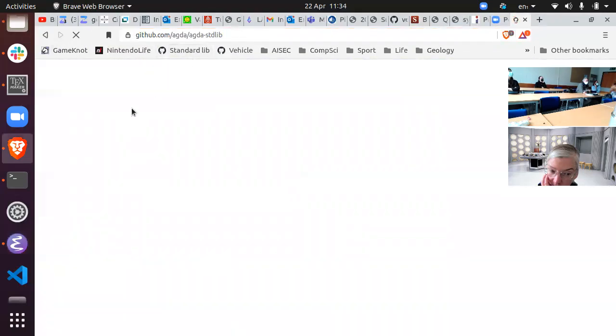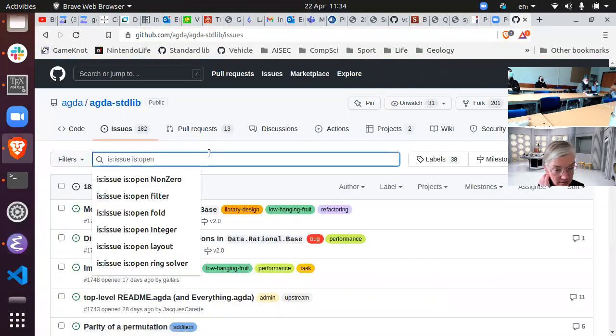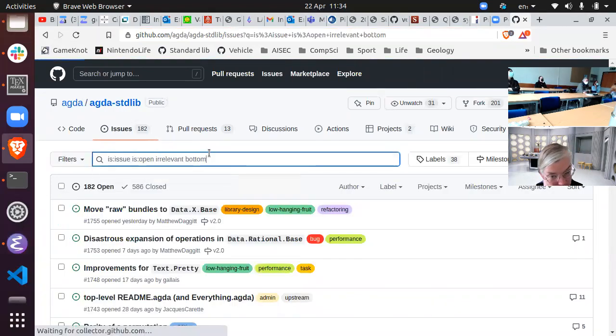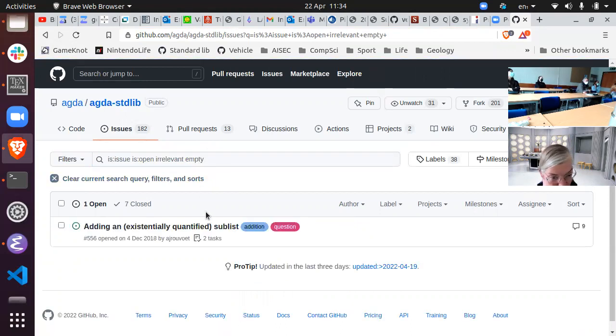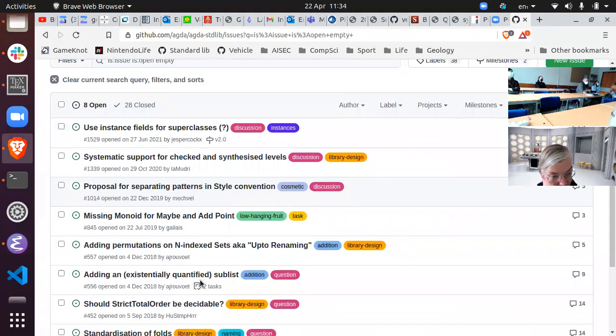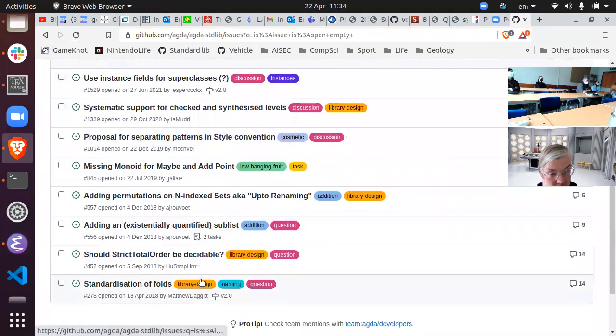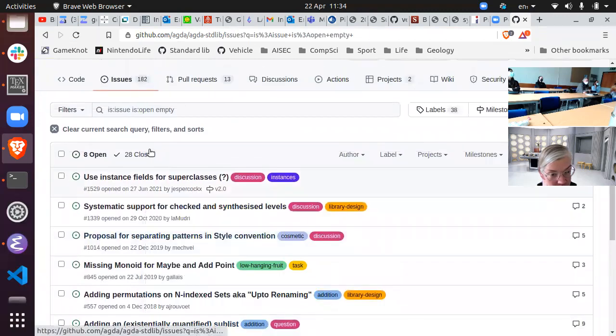Sorry, maybe this is an uninteresting detail. Yeah. No. Maybe the issue isn't open.